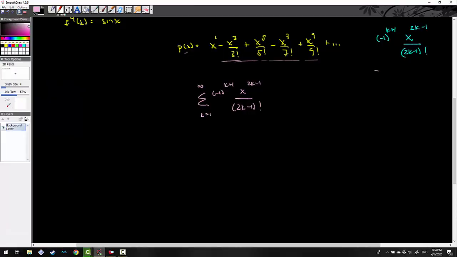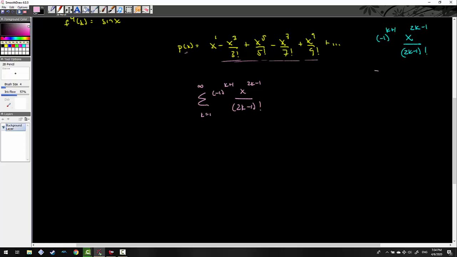The reason why I brought that up is because someone had asked, so what's the interval of convergence on this thing? It seems like the more terms we add, the more accurate it gets. And I had mentioned that the interval of convergence for the sine power series is actually negative infinity to infinity. Well, let's see why that is.